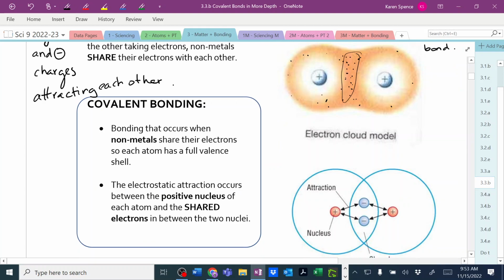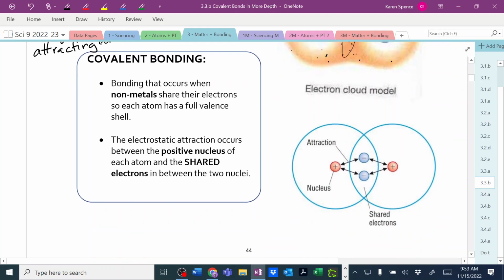Okay, so this is just a picture of what we've shown above, just prettier than what I've drawn. Okay, so we have attraction between the nucleus and the shared electrons, and that attraction is the covalent bond.